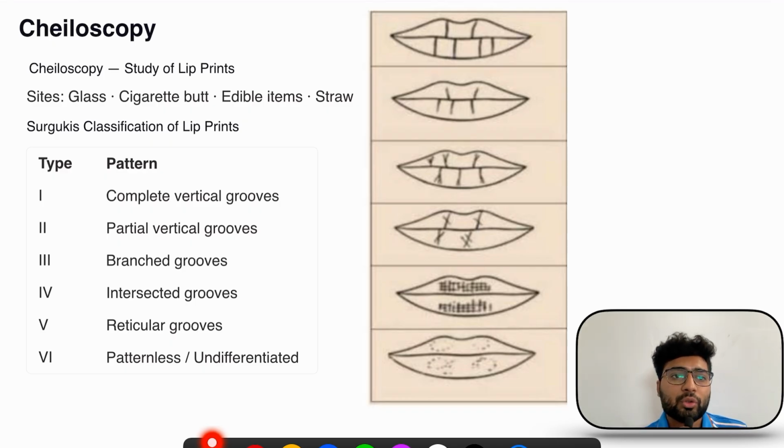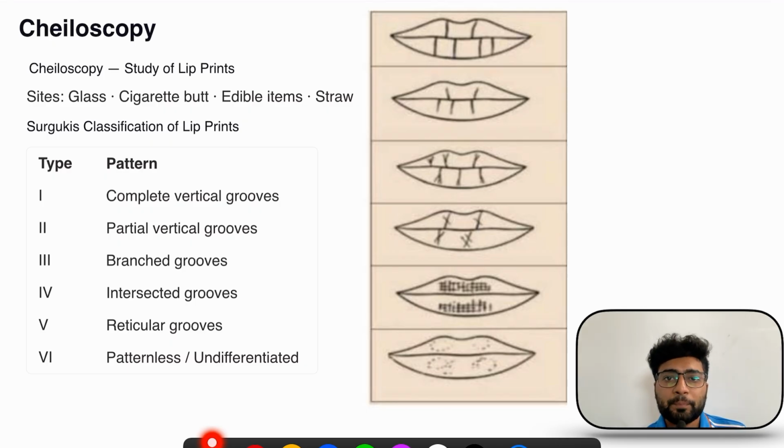So, we have Suzuki's classification of lip prints, right? So this is the entire classification. See, in type 1 pattern we have complete vertical grooves, second partial vertical grooves, third branched grooves, so complete, incomplete, branched. Fourth, you can see these grooves are intersected, so branched, intersected. Fifth is reticular pattern. This is a mesh-like or net-like reticular pattern, and last one is undifferentiated or patternless.